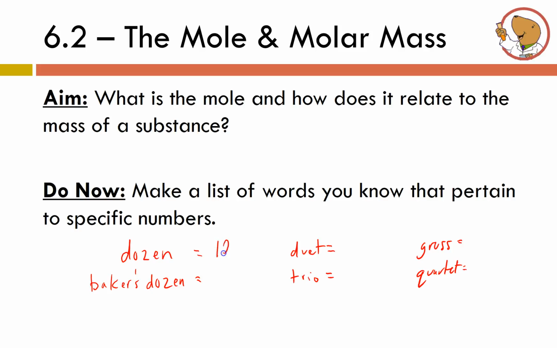So dozen is one. You know, you have 12 things, whether it's people or donuts or whatever, you've got a dozen. A baker's dozen represents 13 things, the usual dozen, plus 1 for the baker. A duet, that usually is associated with the number 2. Trio, 3. Gross, you might not know this one, it's 144. Quartet, 4. There are other ones out there, of course, and it turns out that the mole is one of these words that relates or pertains to a very specific number. So let's get into a little bit more information about that.